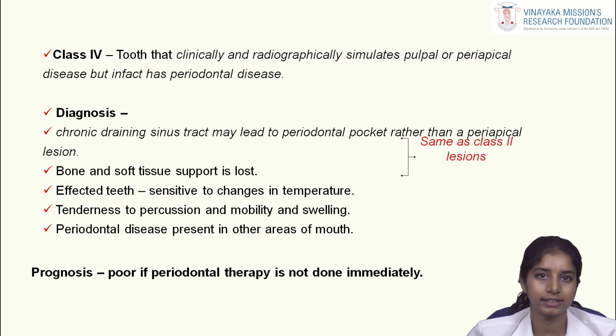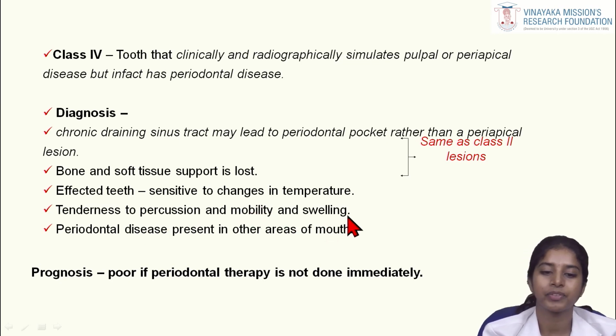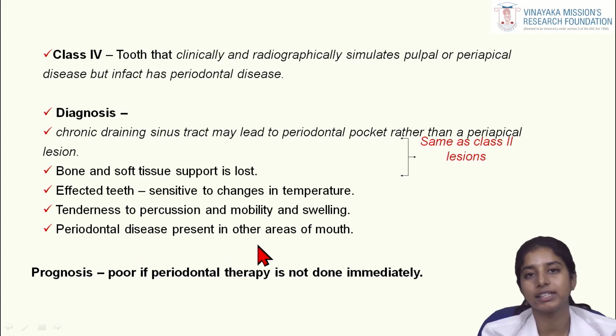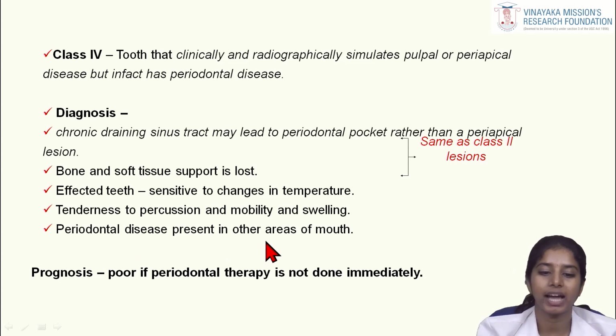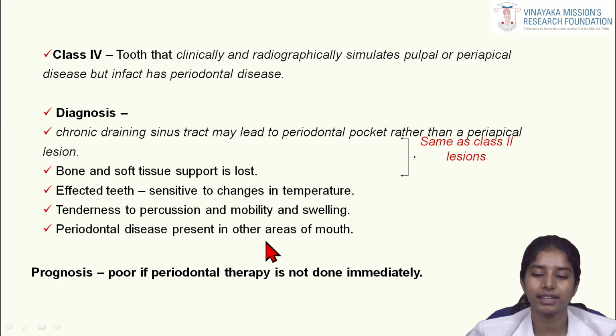Coming to the diagnosis, there will be a chronic draining sinus tract and it may lead to a periodontal pocket rather than a periapical lesion, and the bone and soft tissue support is lost. The affected tooth is sensitive to changes in temperature, and there will be tenderness to percussion, tooth mobility, and swelling, and periodontal disease present in other areas of the mouth too. The prognosis is poor in this case if the periodontal therapy is not done immediately.